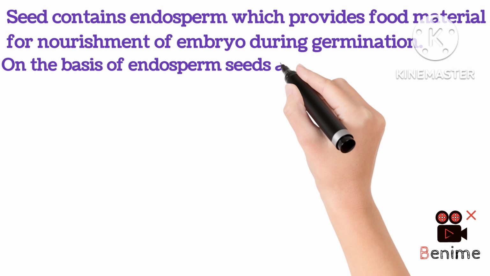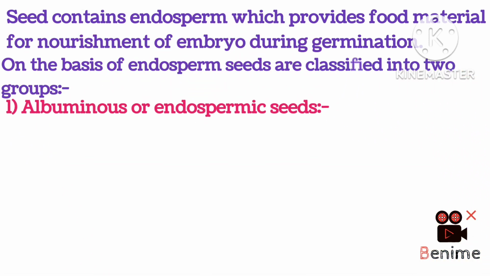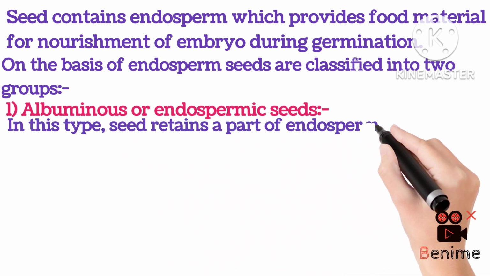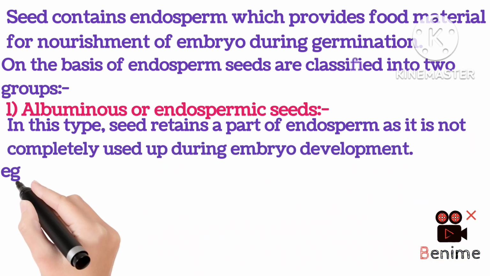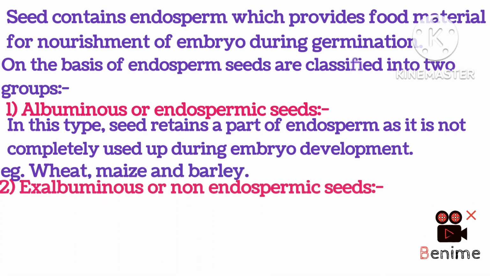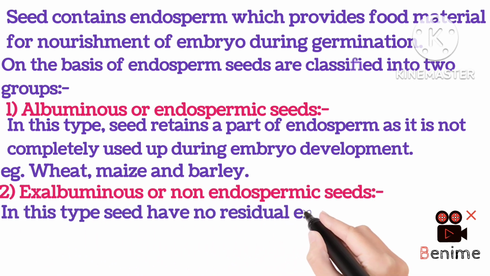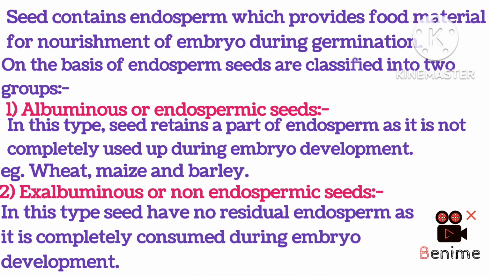On the basis of endosperm, seeds are classified into two groups. First is albuminous or endospermic seeds. In this type, seed retains a part of endosperm as it is not completely used up during embryo development. Example is wheat, maize and barley. Ex-albuminous or non-endospermic seeds. In this type, seeds have no residual endosperm as it is completely consumed during embryo development. Example is pea, groundnut, etc.